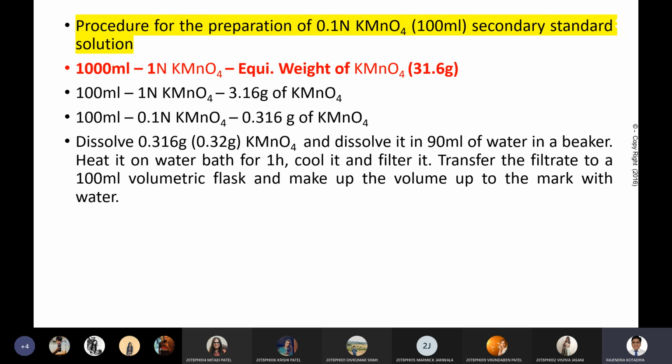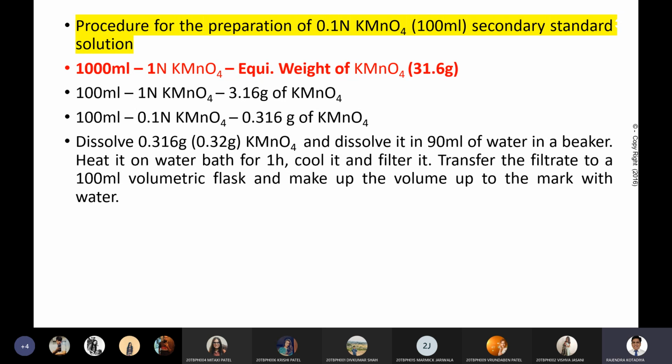You have to dissolve 0.32 gram of KMnO4 substance. Then once it gets dissolved, you have to heat on water bath for 1 hour. Okay, so this boiling or heating is required. Why? Because it will separate out the impurities present in KMnO4 solution.